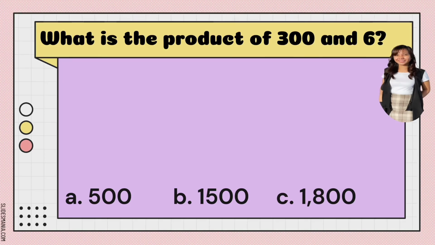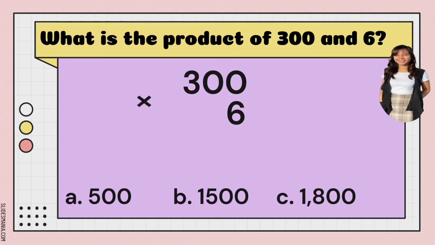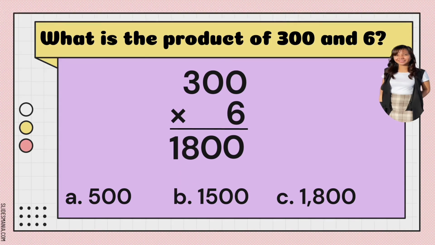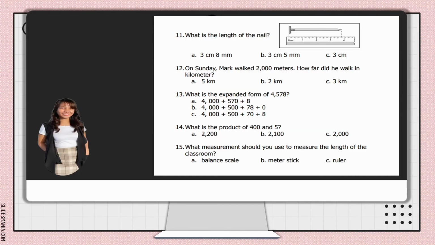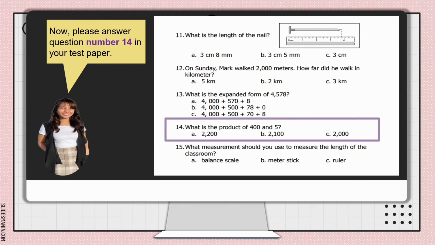What is the product of 3 times 600? This is easier because the number ends with 0s. All you have to do is count the zeros, 1 and 2. So write 2 zeros and then multiply the non-zero numbers: 3 times 6, 18. So the answer is letter C, 1,800. Now please answer question number 14 in your test paper. What is the product of 4 times 500?